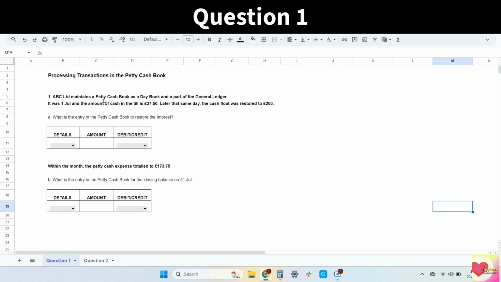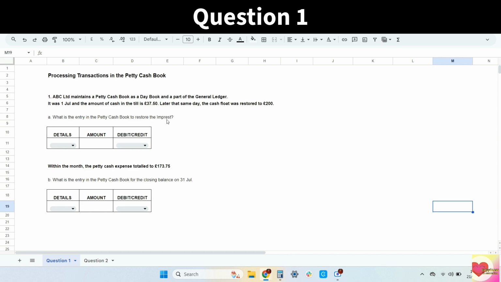ABC Limited maintains a petty cash book as a daybook and as a part of the general ledger. It was 1st of July and the amount of cash in the till is 37.50. Later that same day, the cash float was restored to 200. Letter A. What is the entry in the petty cash book to restore the imprest?